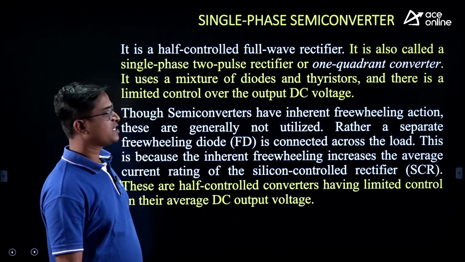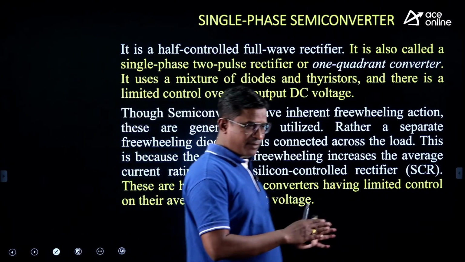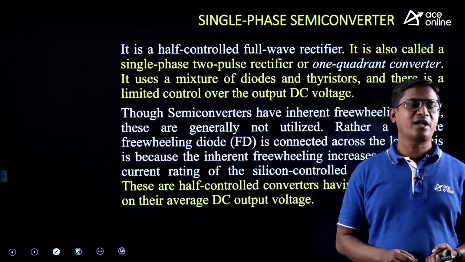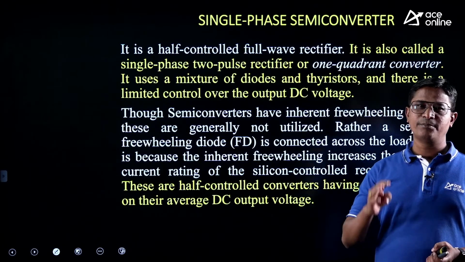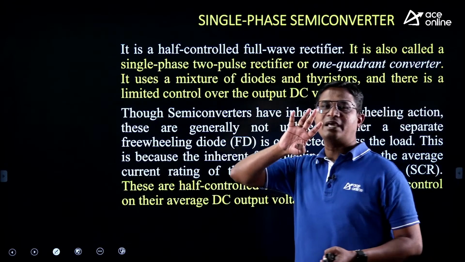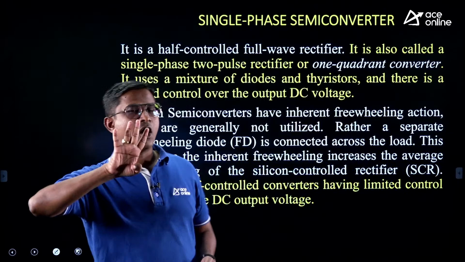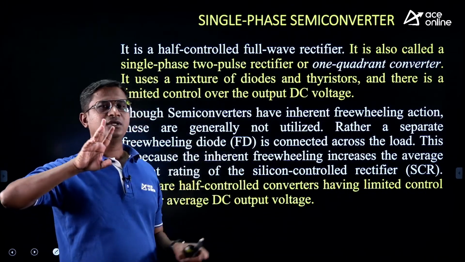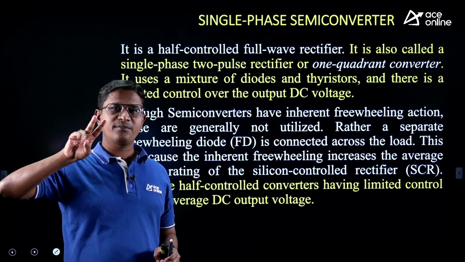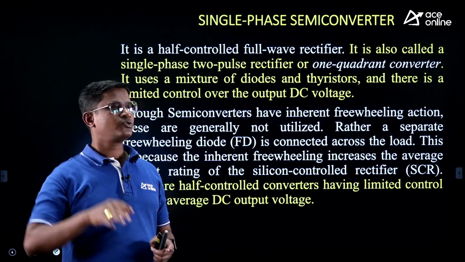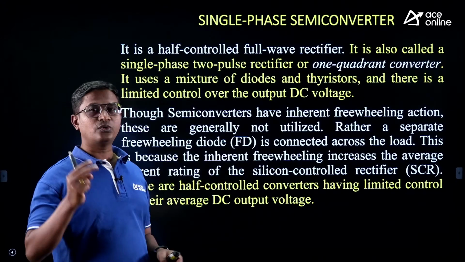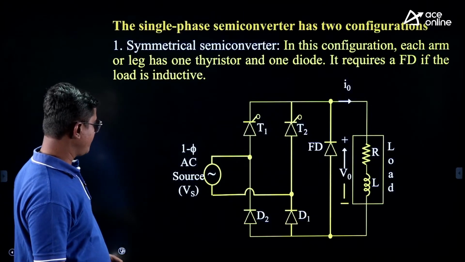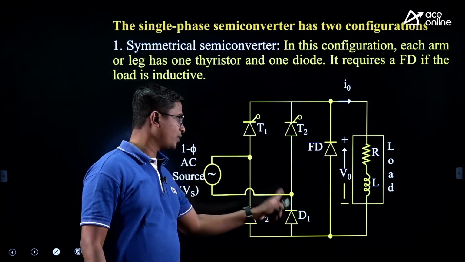Single phase semi converters. Semi converter is also known as a half controlled rectifier. In a bridge rectifier we have 4 thyristors, right? Out of the four, in a semi converter 2 will be thyristors and the remaining 2 will be diodes. So in a semi converter we are using 2 diodes and 2 thyristors.